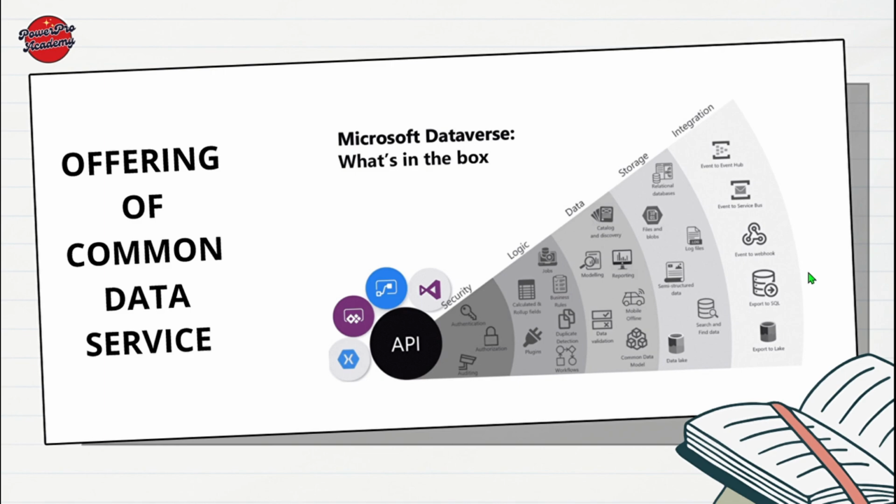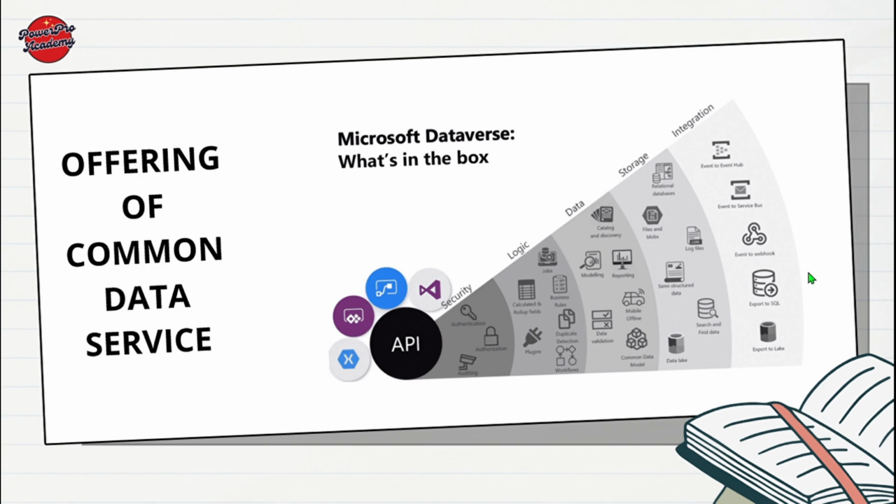Here we discuss the offering of common data services. This is a visualization which brings together the many offerings of common data services. As you can see already, the common data service offers a great deal of functionality. Let me take you through this functionality one by one. Let's look at security first. Common data service handles authentication with Azure Active Directory to allow for conditional access and multi-factor authentication. It supports authorization down to the row and field level and also provides rich auditing capabilities.